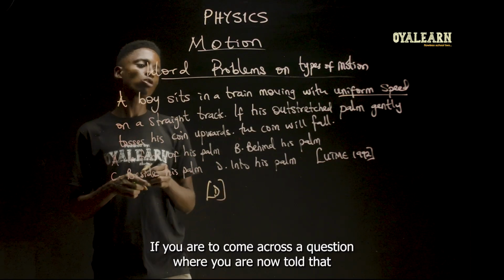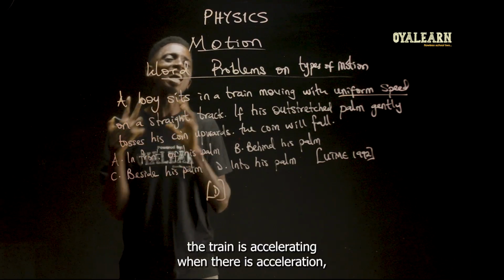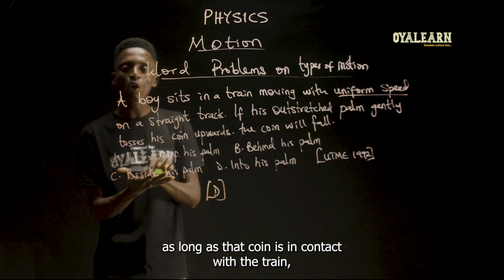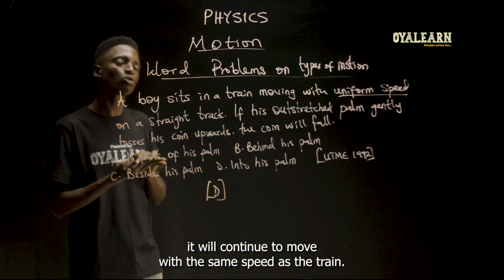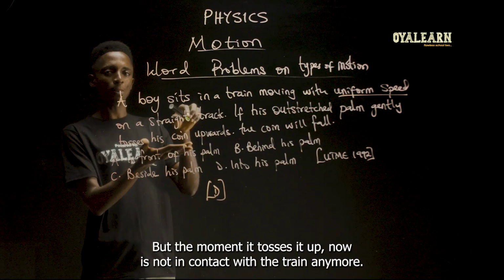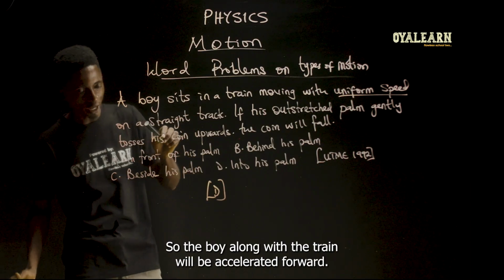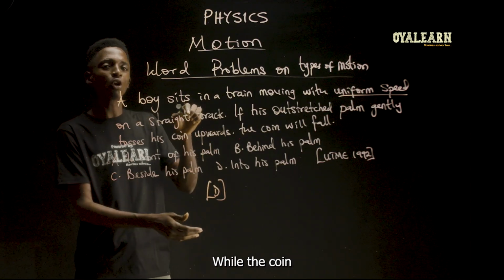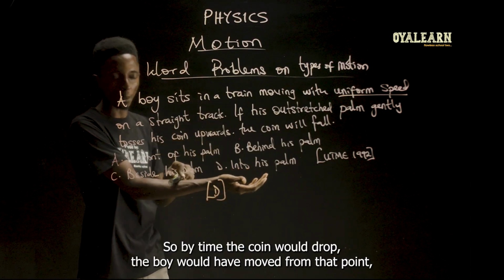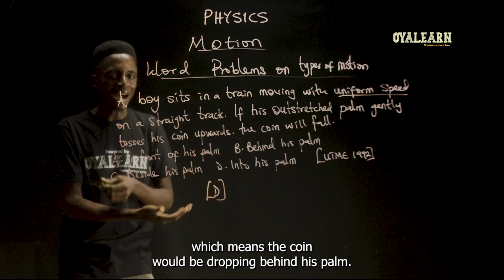However, if you are to come across a question where you are now told that the train is accelerating, as long as that coin is in contact with the train, it will continue to move with the same speed as the train. But the moment he tosses it up, now it is not in contact with the train anymore. So the boy, along with the train, will be accelerated forward while the coin just goes vertically up and returns down. So by the time the coin will drop, the boy would have moved from that point, which means the coin will be dropping behind his palm.